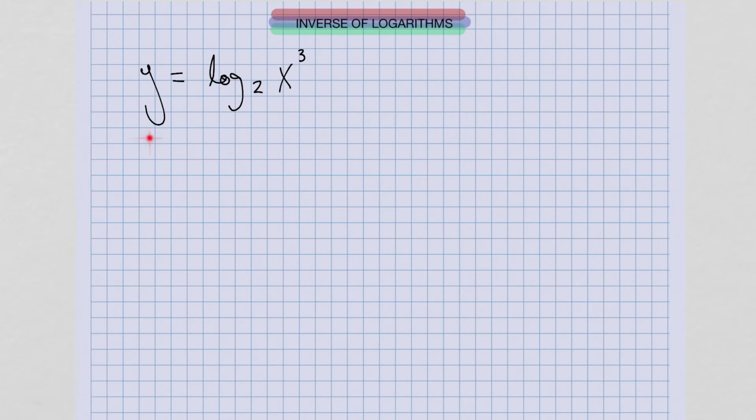All right, here's our next problem. Y equals log base 2 of x cubed. Okay, first thing we want to do is we want to transpose x and y. So now we're going to have x equals log base 2 of y cubed. Okay, another thing you could do is put these on one side or the other. So you could have log base 2 of y cubed equals x.